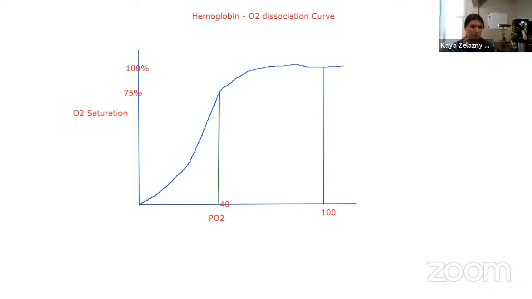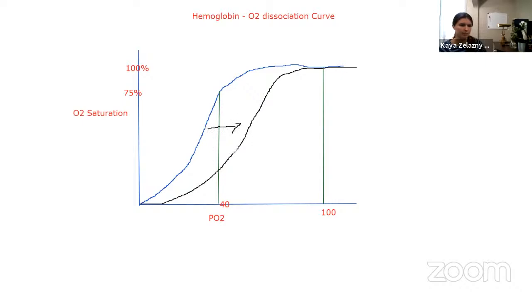So when we talk about a right shift versus a left shift, I'll draw the right shift first. What we have, if we have a right shift, is we're literally moving this curve over to the right. We could still reach 100% saturation eventually. So our curve will have the same shape. Sorry, I'm not the best drawer, but that's the same shape, but it's moved over.